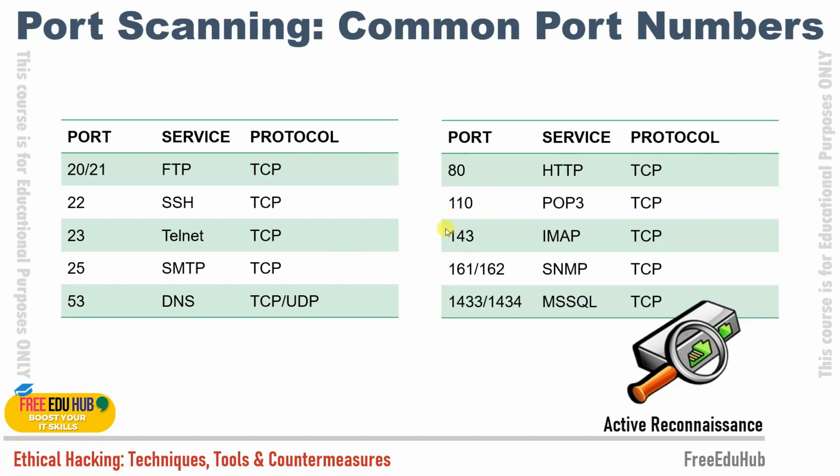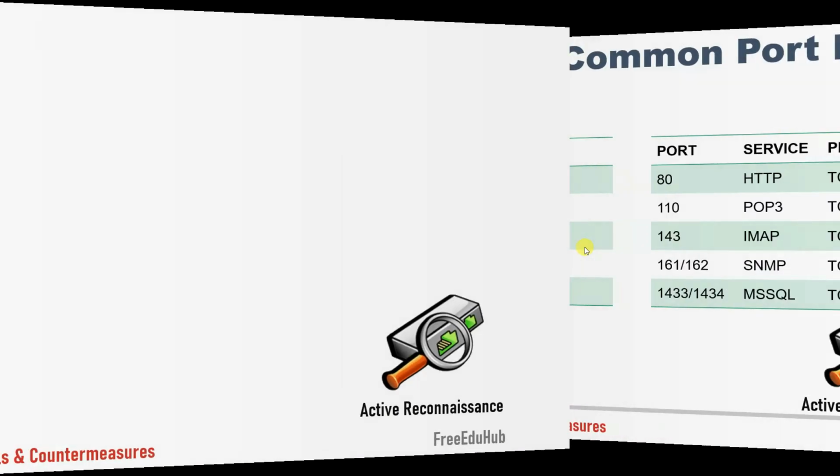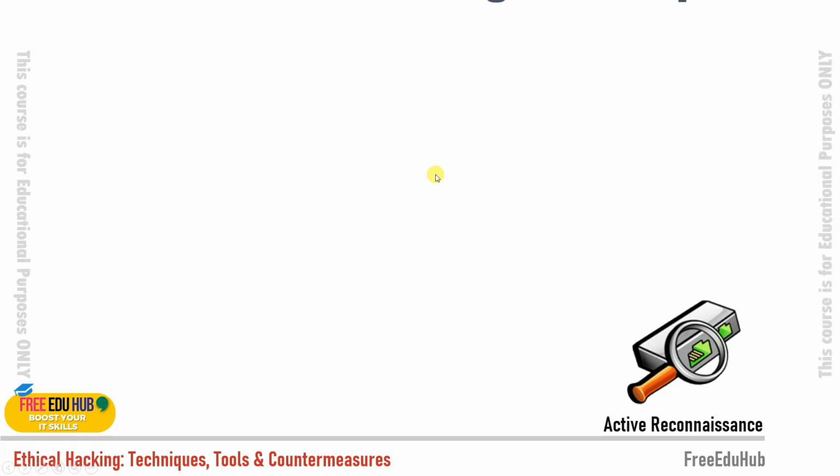Then we have 161 and 162. This is for SNMP, if we want to scan any devices on the network, like switches, routers, printers, etc., to see if they are responding or not. We can check their health status by using SNMP on ports 161 and 162. Then finally we have 1433 and 1434 for our MS SQL Server.